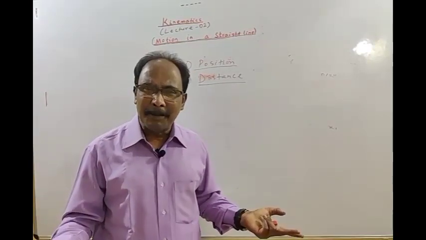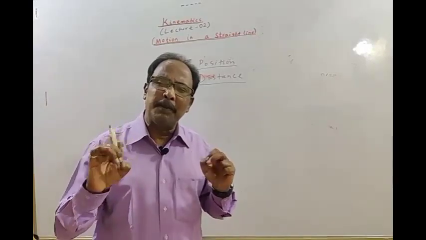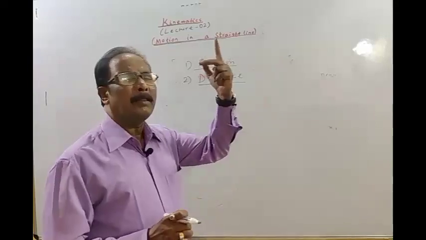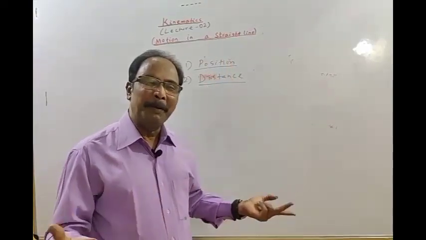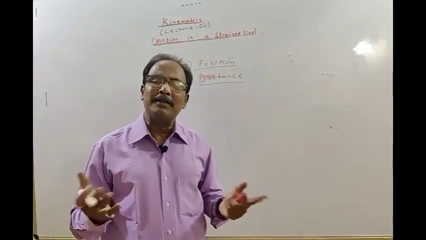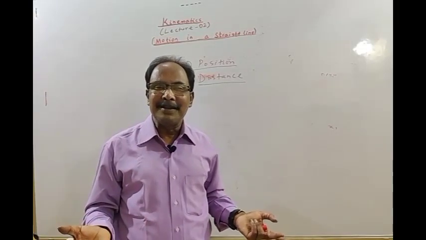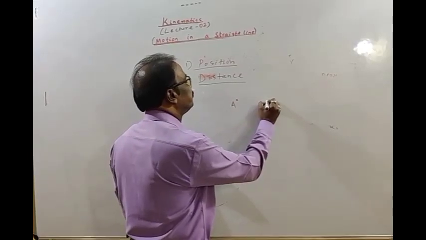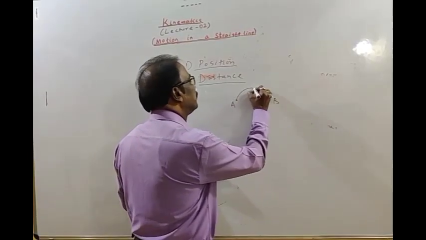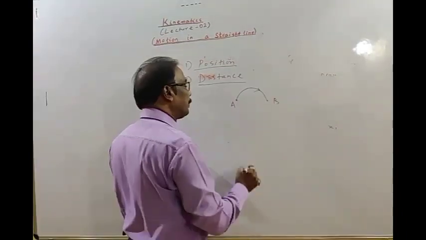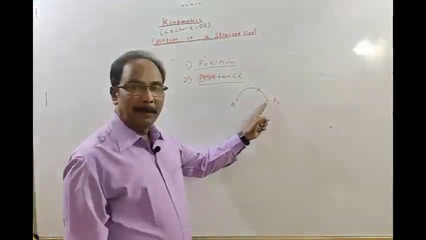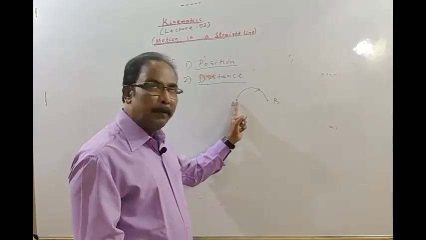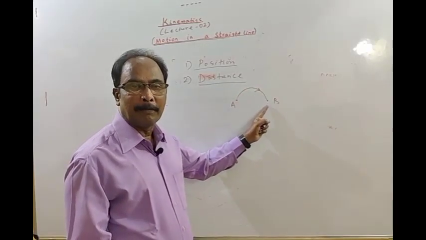We can measure the length of path, whatever the nature of the path may be. It is the actual path traveled by a body, irrespective of direction. So obviously, distance is a scalar quantity as it is irrespective of direction. Say a body moves from position A to position B along this path. This is the actual path traveled by the body. To know how much distance is traveled by the body, we have to measure the total length of the path.